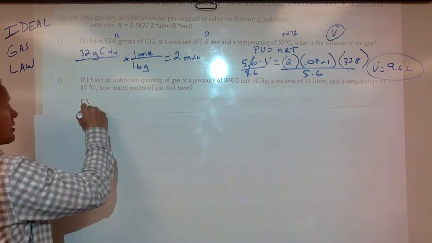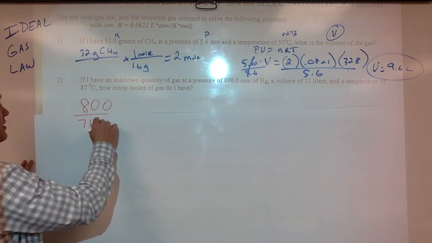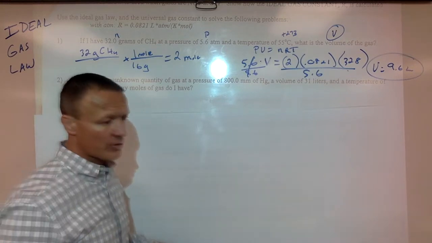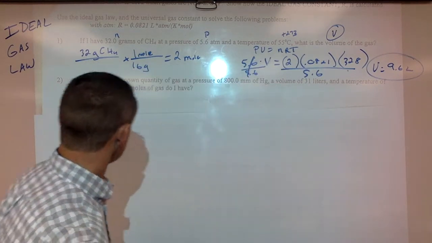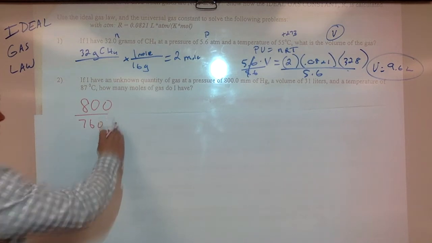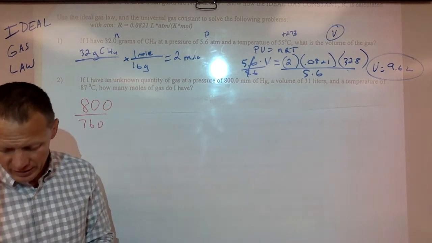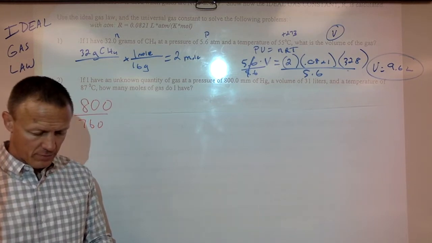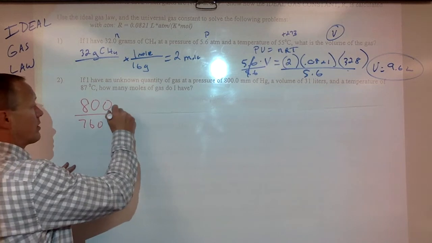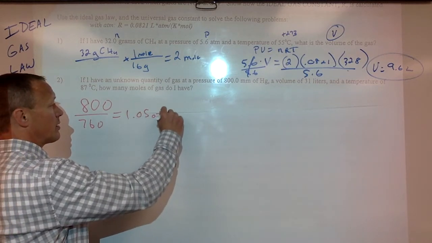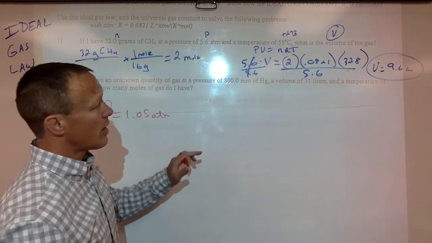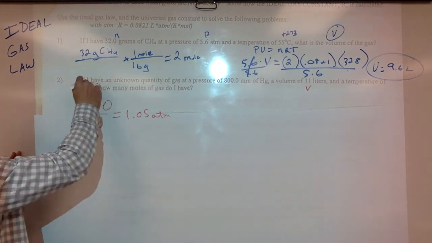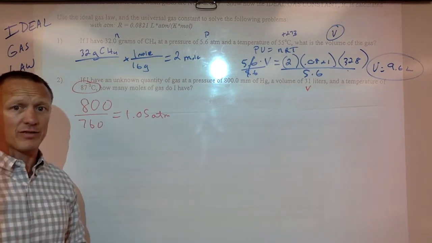So 800 we need to divide by 760, because 760 is millimeters of mercury in an atmosphere. A lot of times I'll just put that in the equation that way, but if we do 800 divided by 760, it is 1.05. So there's our pressure. 31 liters, that's our volume. And temperature is 87 degrees Celsius. Again, that has to be in Kelvin, so we've got to add 273 to that.